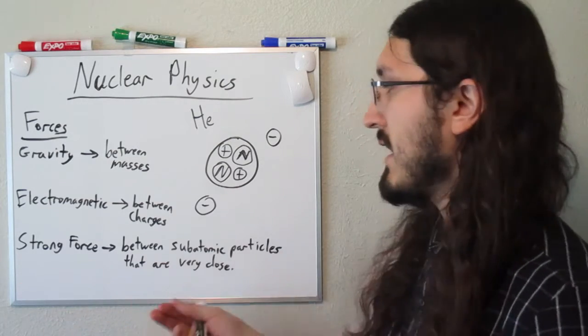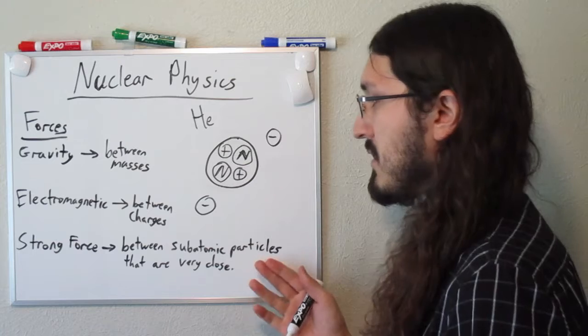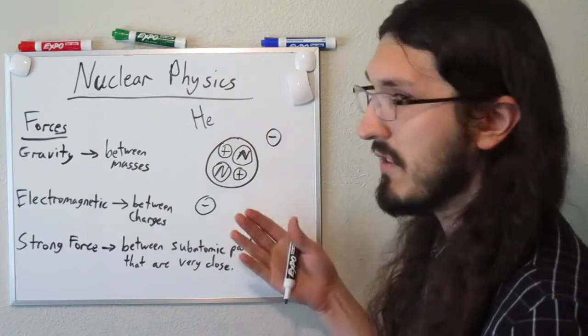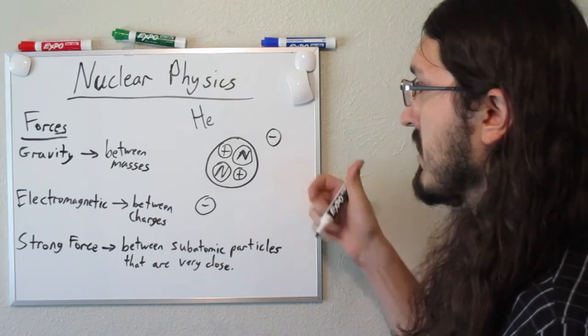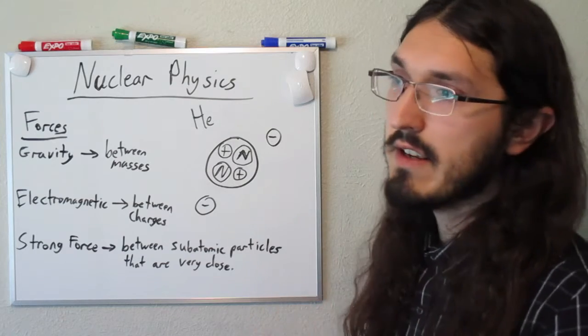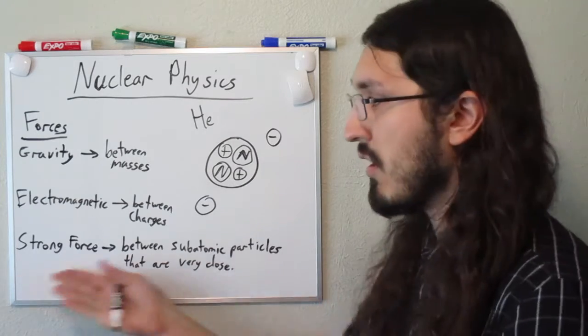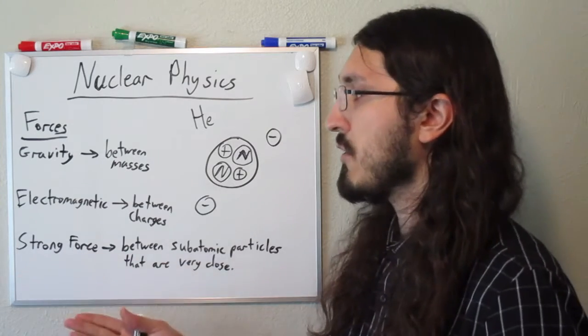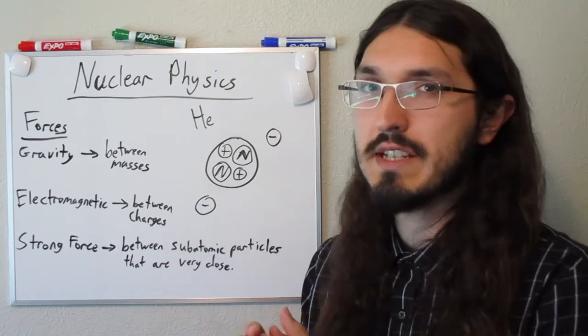So this is the force that occurs between subatomic particles that are very close. In the case of the nucleus, the subatomic particles are the protons and the neutrons. These are very close together and they're held together by the strong force. You can think of the strong force as the glue which holds the atoms together.